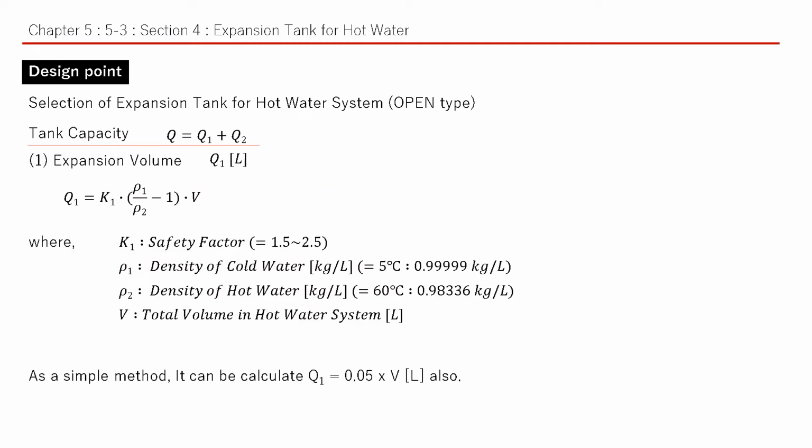We will consider two kind of capacity here. Q1 is expansion volume. Q2 is makeup volume. Expansion tank capacity to be sum of Q1 and Q2. Expansion volume Q1 to be calculated by the following formula. Volume increases as temperature increases. This formula calculates how much expansion to expect. In addition, a simplified formula is also introduced, and it is also possible to use this formula.